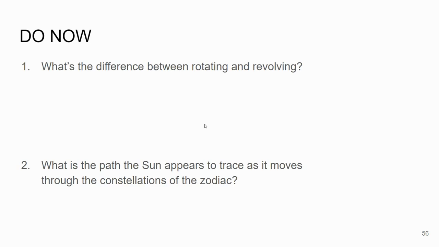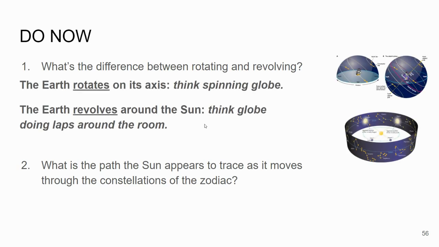So what is the difference between rotating and revolving? The Earth rotates on its axis. So when the globe is spinning, we say the Earth is rotating. And the Earth revolves around the sun. So the Earth making laps around the sun, that is revolving. So that's what those two words mean. They're similar, but make sure you have it clear in your head which one's which.